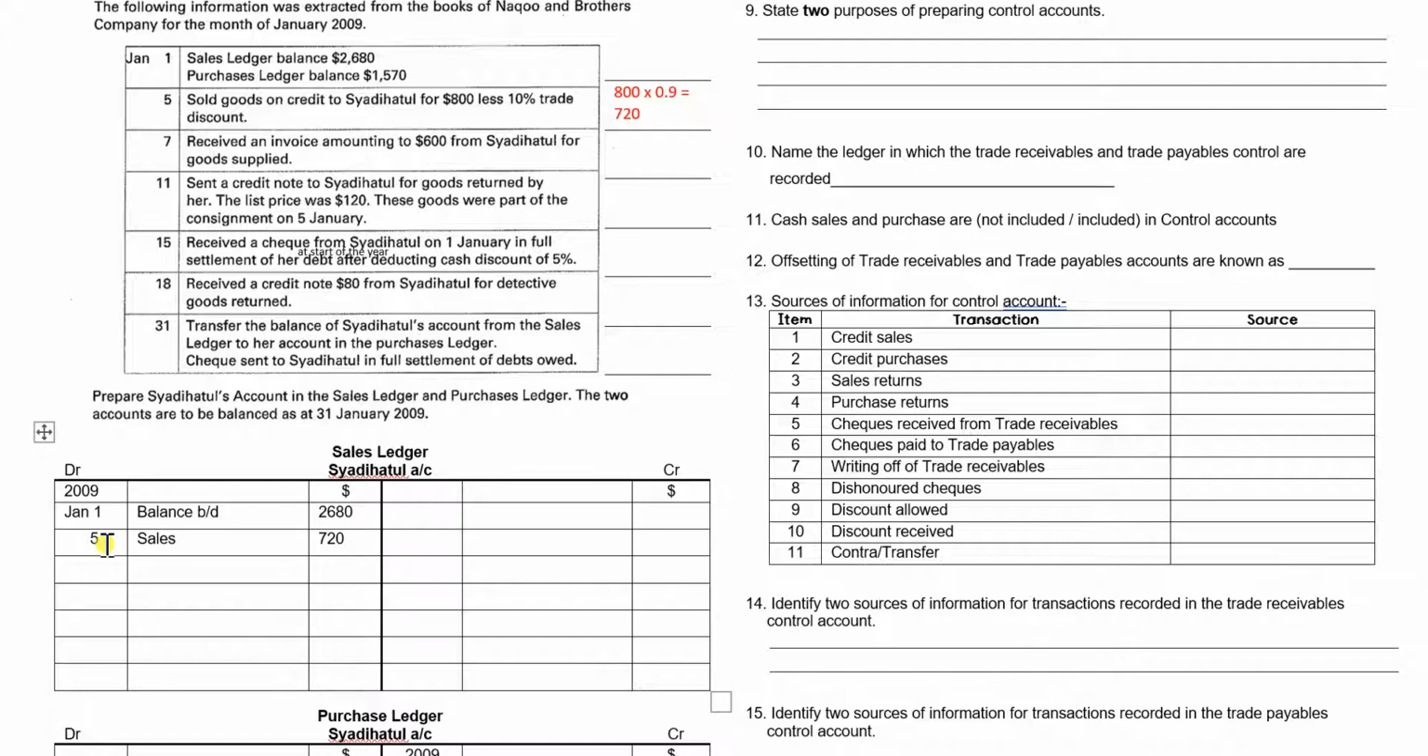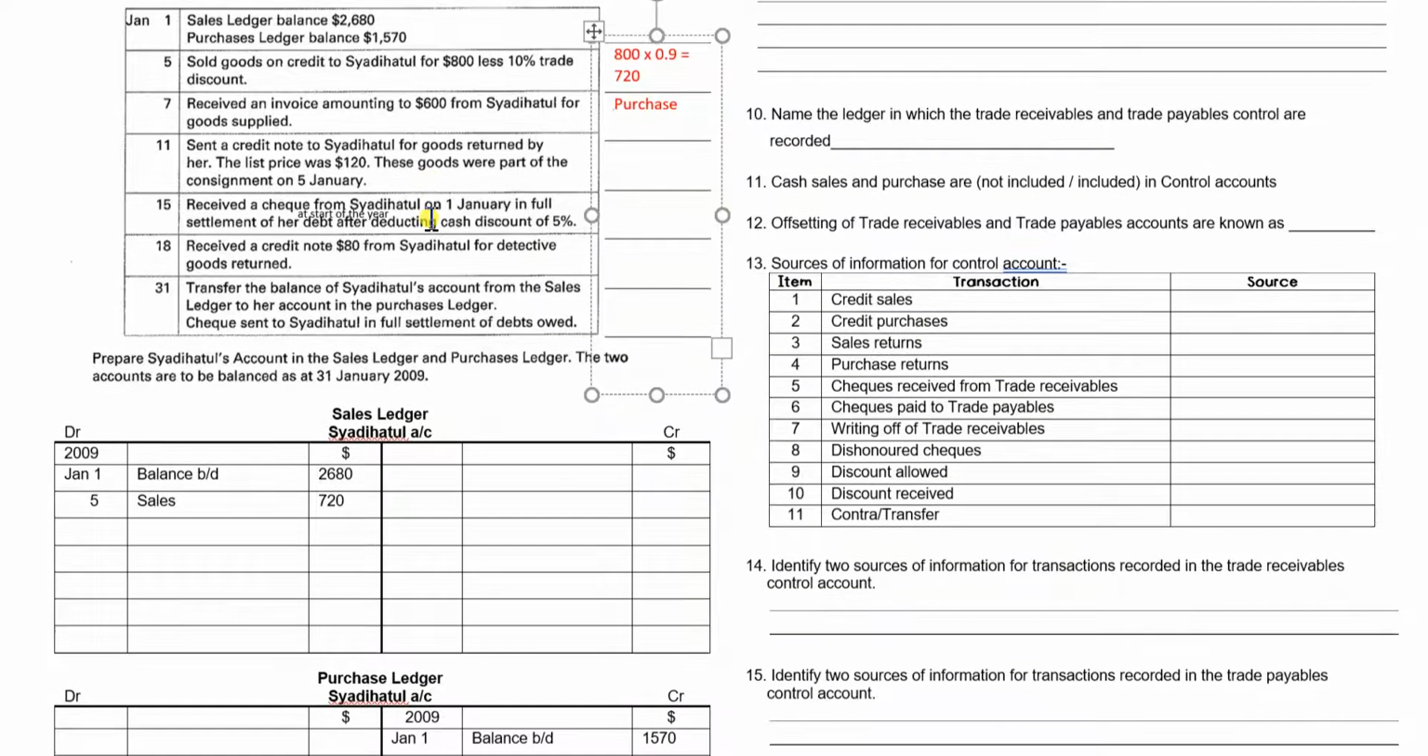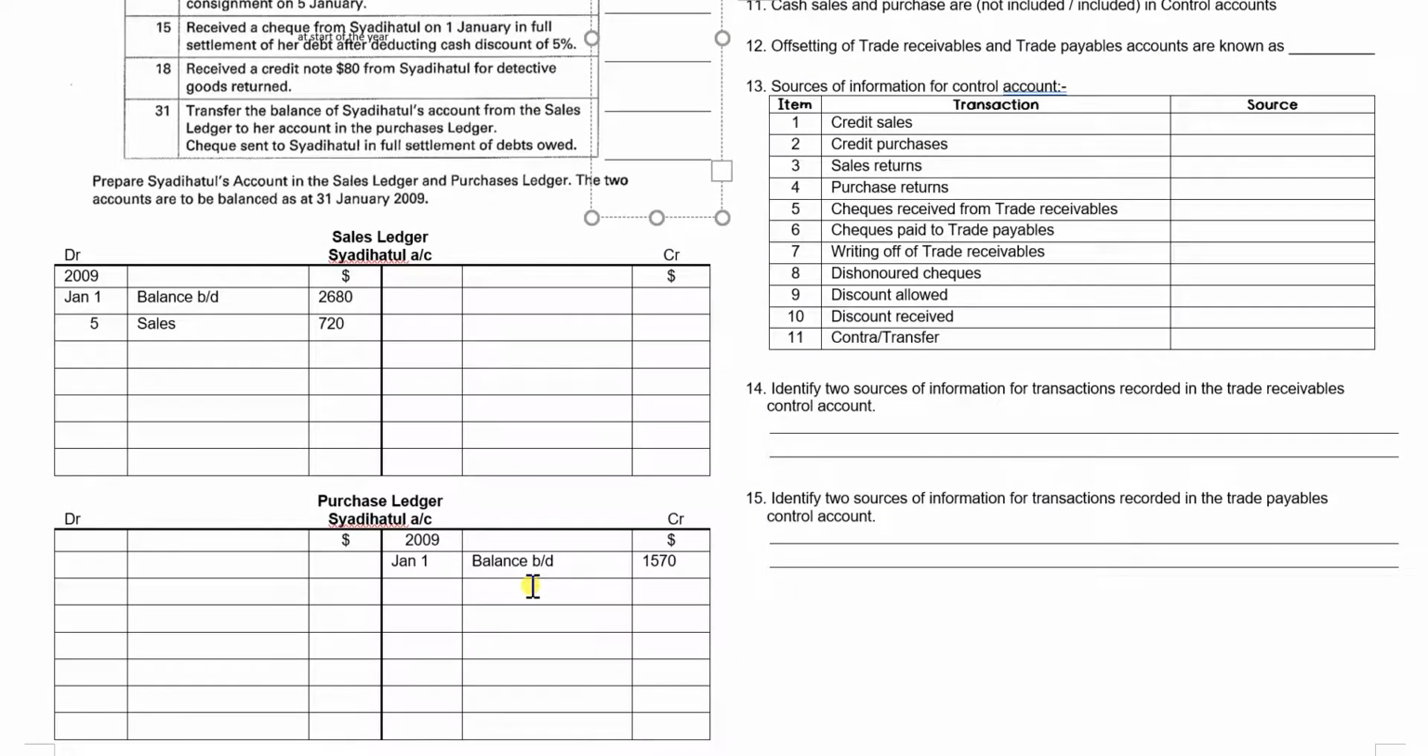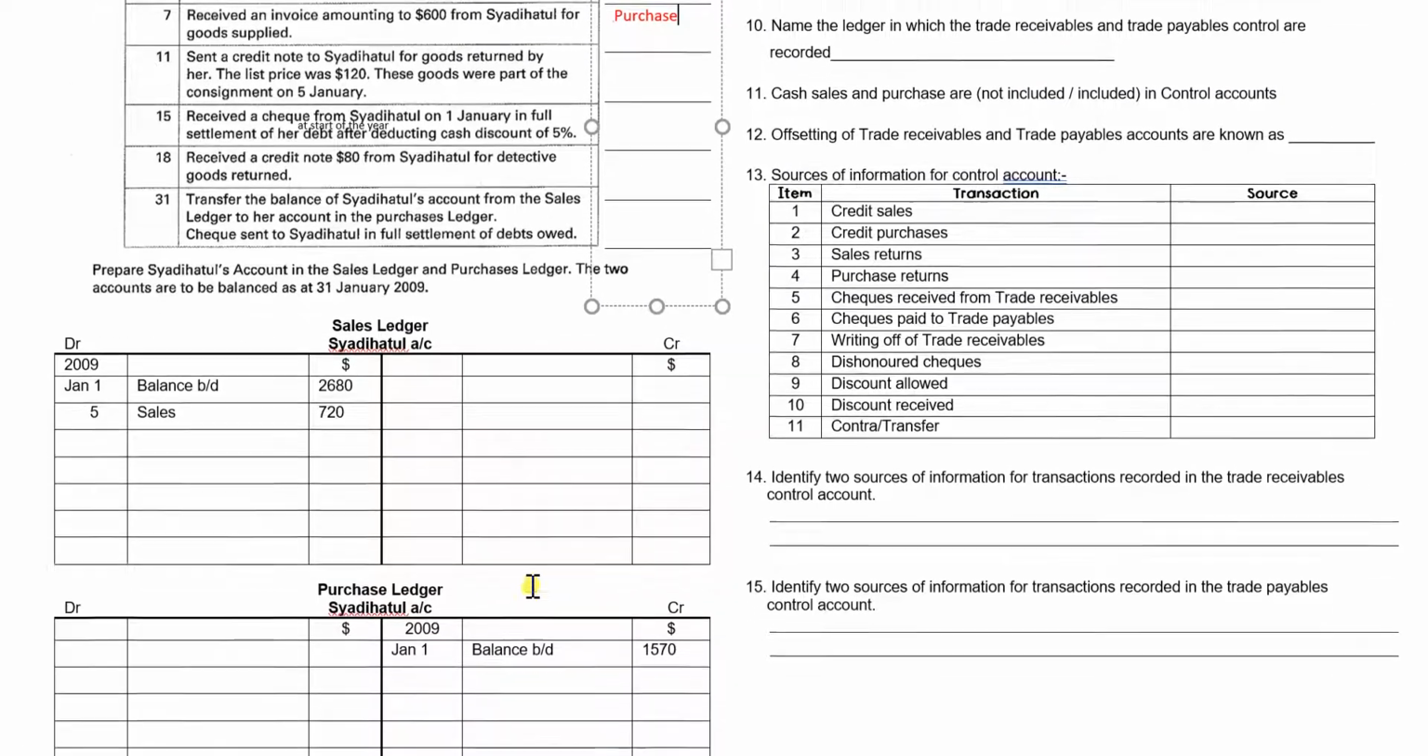Now this one, question 7, how to interpret this? Receive an invoice of 600 from Shadihato for the goods supplied, meaning to say this is a purchase. Purchase from Shadihato, that's why you receive an invoice from her, because you purchased from her and she gives you the invoice. So you're going to write over here, you write it yourself.